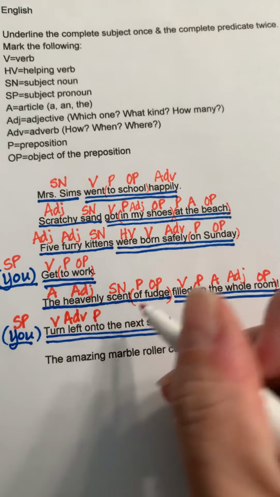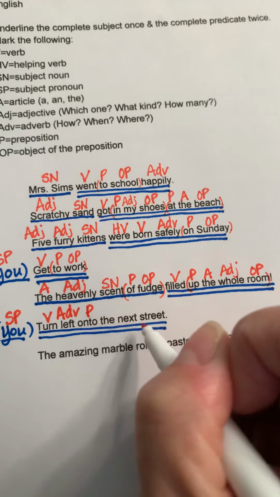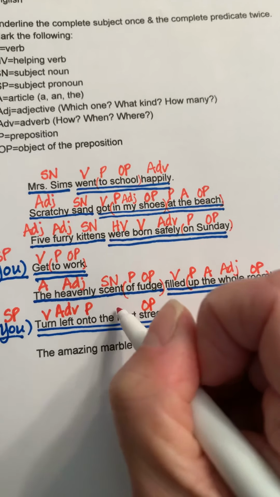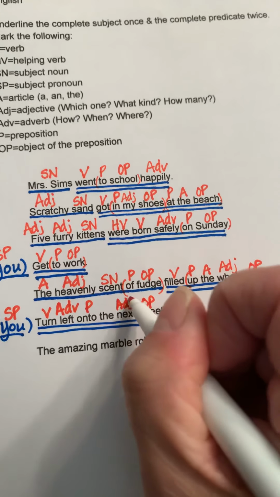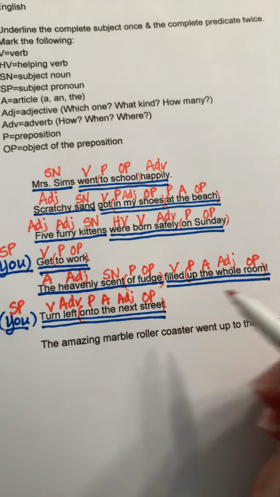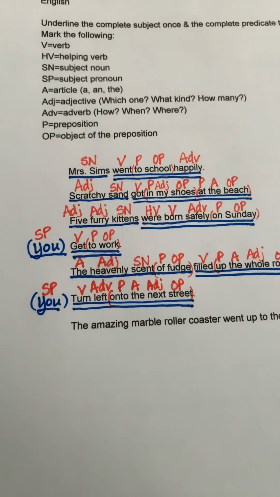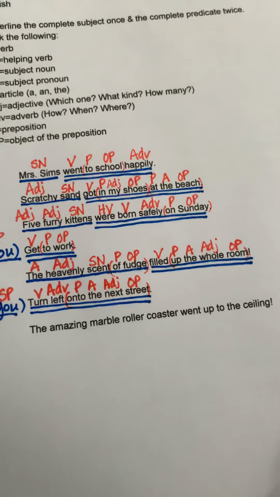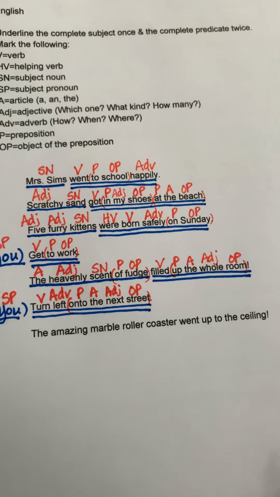Onto is a preposition. Onto what? Street is our object. Which street? The next street, adjective. And the is an article. Onto the next street is our prepositional phrase. And last sentence, the amazing marble roller coaster went up to the ceiling.